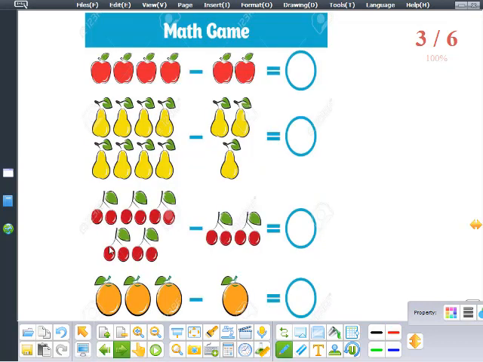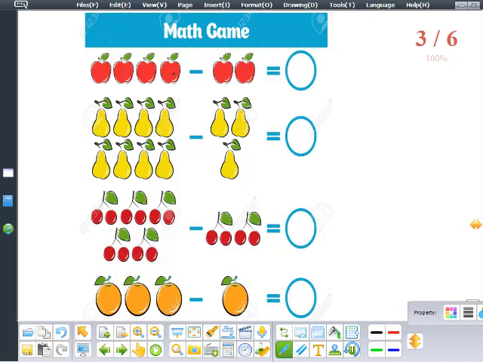Well, look at this page. It's our math game. Now, let's answer these together. Here we have some apples. Let's count them. 1, 2, 3, 4. These are 4 apples. Here I have which sign? Which sign is here? Excellent. Minus. This sign is minus.